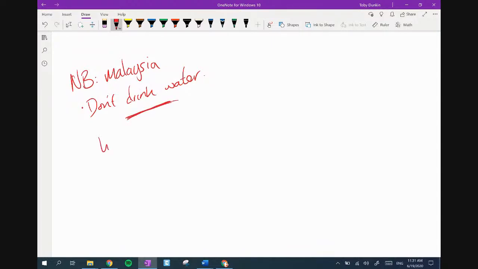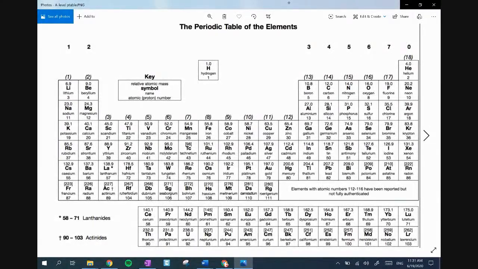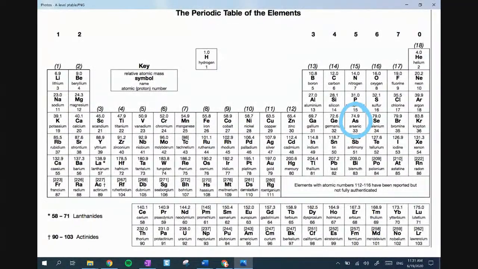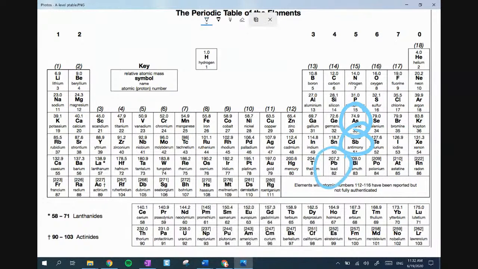Malaysia has high levels of arsenic. What's the other one, which is very common? I need a periodic table to remind me. There you go. Arsenic and antimony. These are the two heavy metals, and funnily enough, they're in the same group. What's interesting, of course, is neither of them are in the transition metal block, but these are both heavy metal toxins. Also, probably reasonable levels of lead.